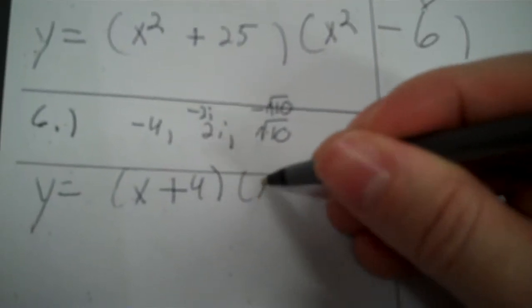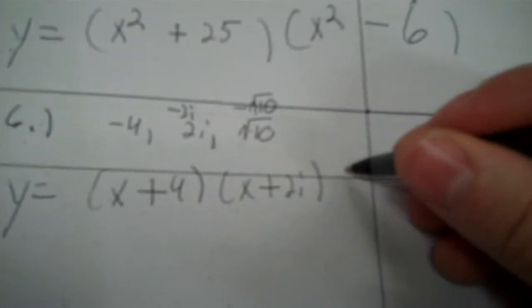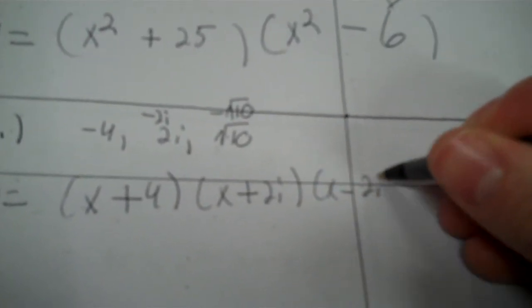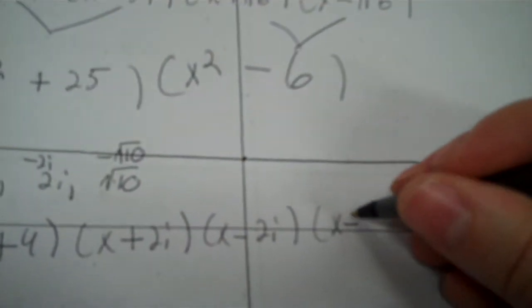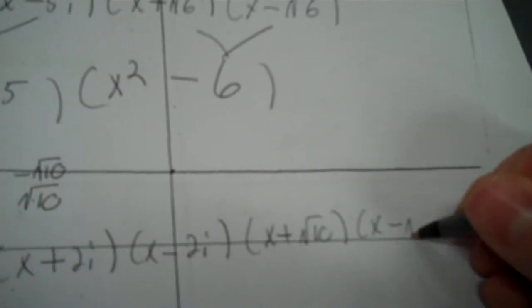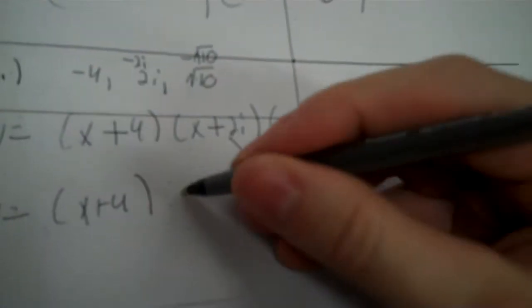And then I go x minus goes plus 2i, x minus and then 2i, x minus and then plus square root of 10, x minus square root of 10. Okay, now the x plus 4 is fine, but I don't like those i's, so I need to multiply those and those.